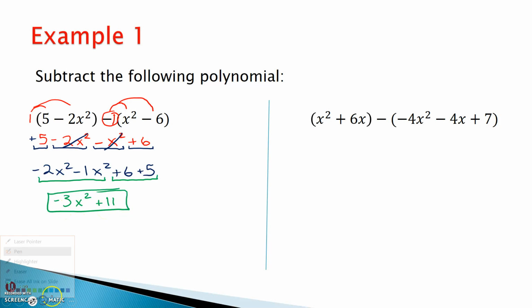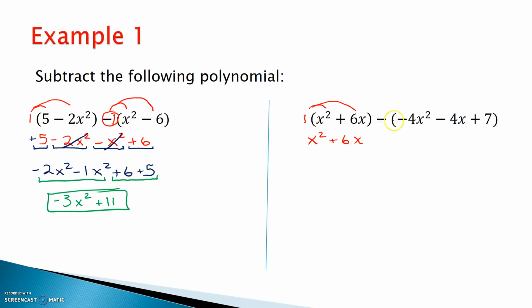All right, let's scoot over here to the right-hand side. Again, same thing. I have a binomial minus, now in this case, a trinomial. So let's go ahead and get rid of these parentheses. What's 1 times x squared? That's just simply x squared. What's 1 times 6x? That's going to be positive 6x.